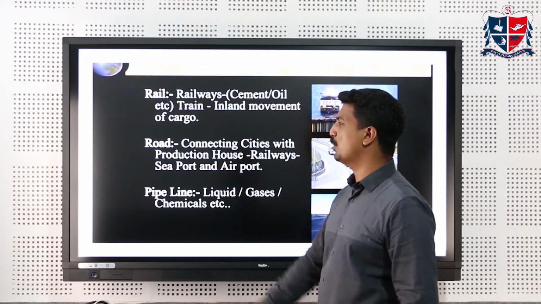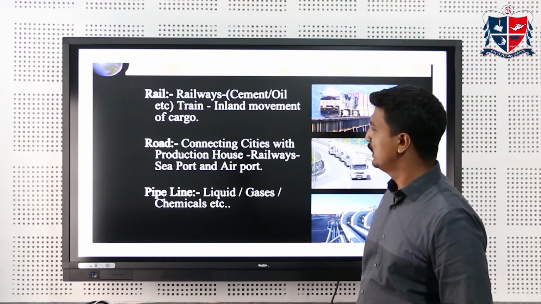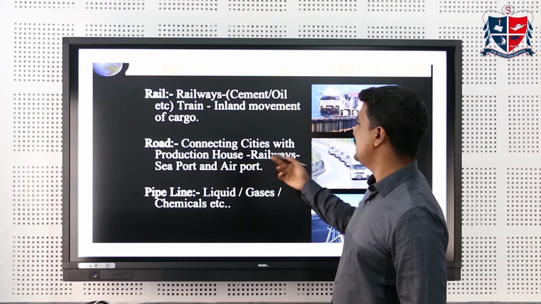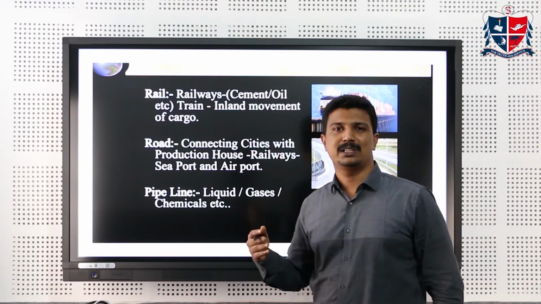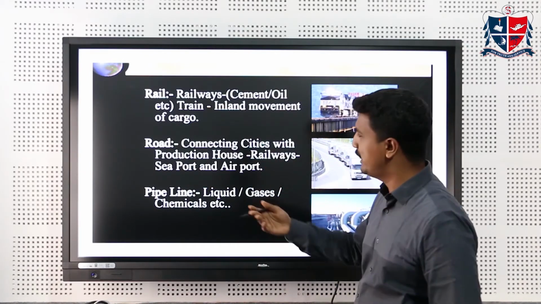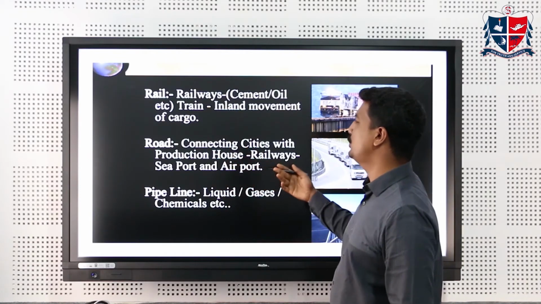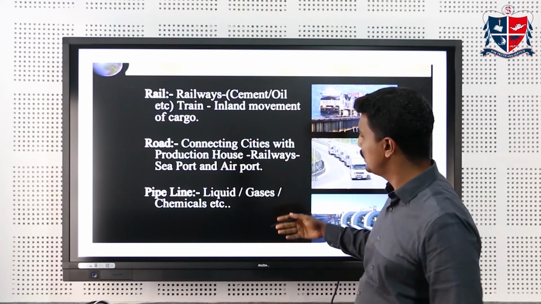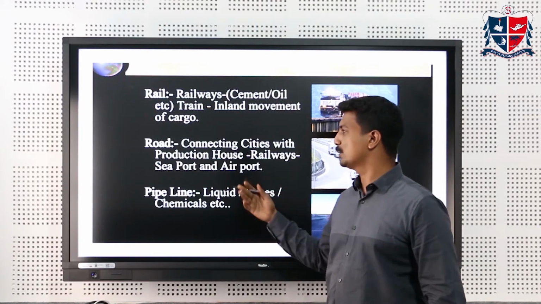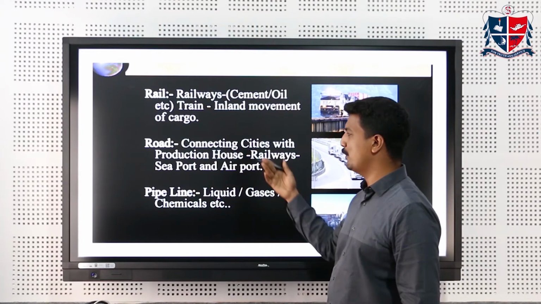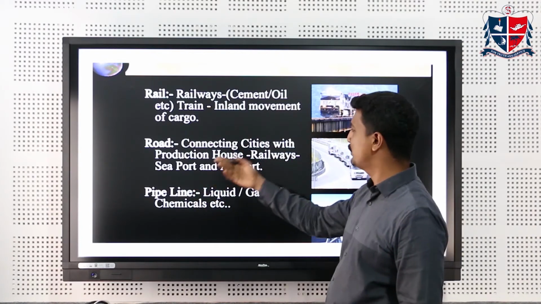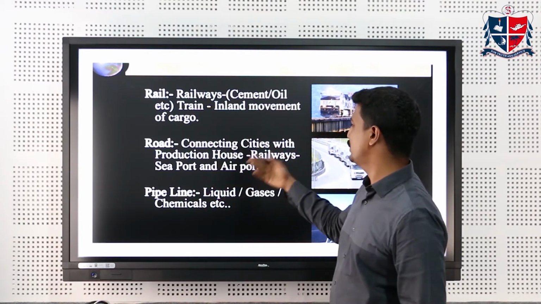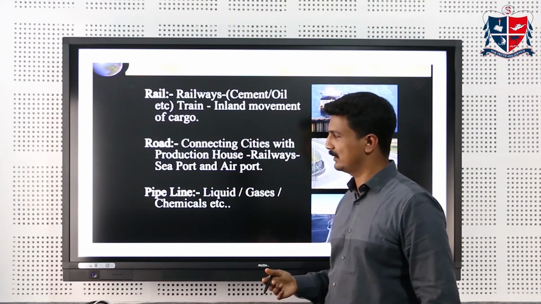The next mode of transportation is road. The roads connect cities with production houses, railways, seaports, and airports. These roads have door-to-door connectivity. They help to connect these seaports, airports, and railways together. So from seaports, we can travel to airports, or from some free seaport, you can ship the cargo using roads to other destinations.